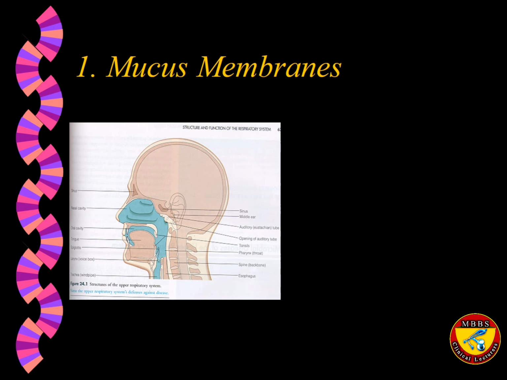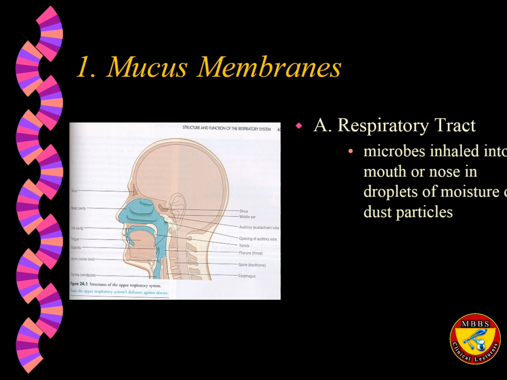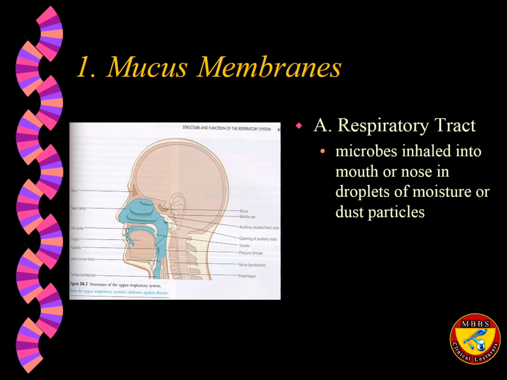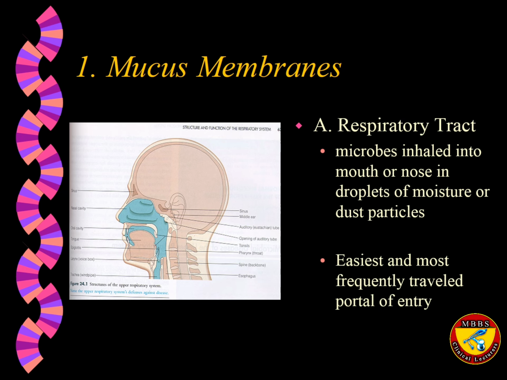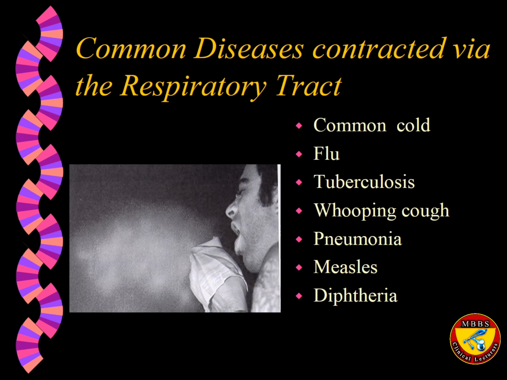So for the mucous membranes, the respiratory tract is the colonized site, and microbes in the droplets of moisture or dust particles are inhaled into the mouth or nose. This is the easiest and most frequently traveled portal of entry. The common diseases transmitted are common cold, flu, tuberculosis, whooping cough, pneumonia, measles, diphtheria, even these days coronavirus. All these are transmitted by the respiratory tract.